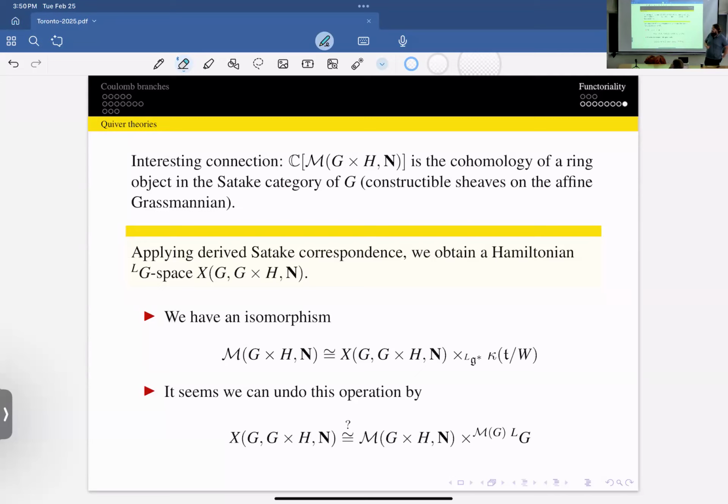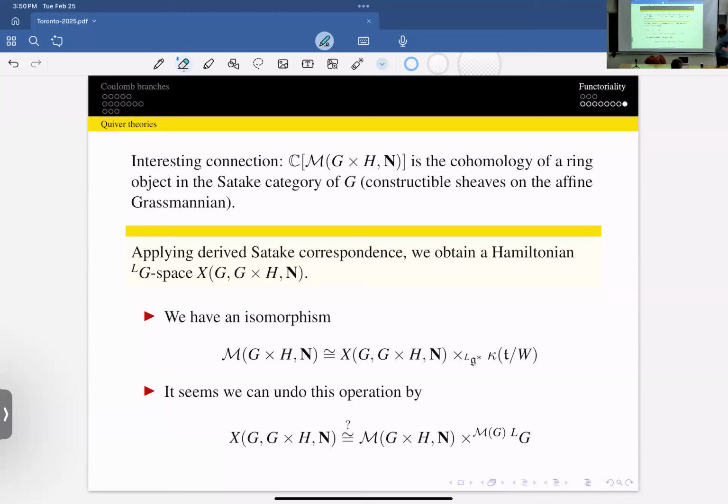You have G and H, and so N is the representation of G times H. Okay, and so you want the ring object on the affine corresponding to G times H. Yeah, and then I push forward to G. I mean, I didn't have to do the G type, but it's somehow interesting to be able to only use part of this.